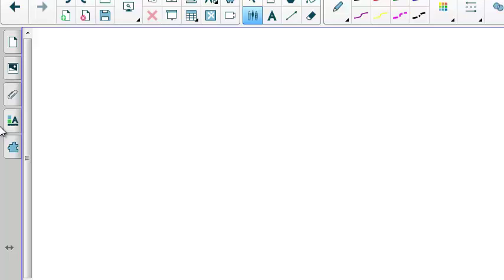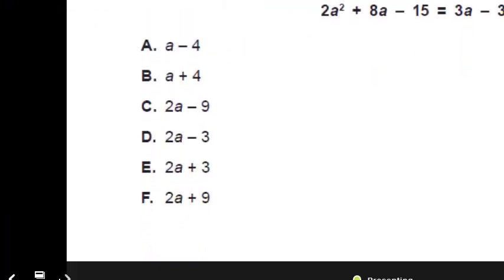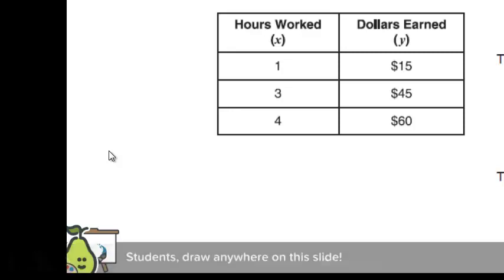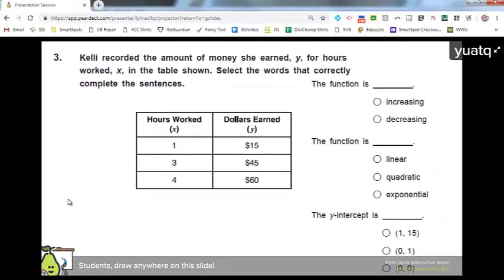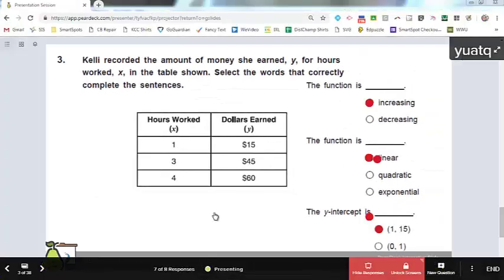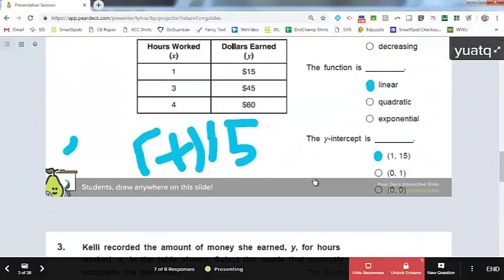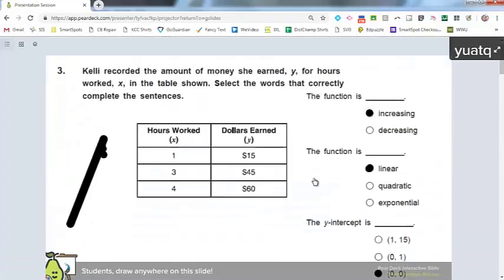Whoops, wrong thing. All right, so back to the Pear Deck. So on this one, it says Kelly recorded the amount of money she earned, Y, for hours worked, X, in the table shown. Select the words that correctly complete the sentences. I'm going to give you 30 seconds. Go.